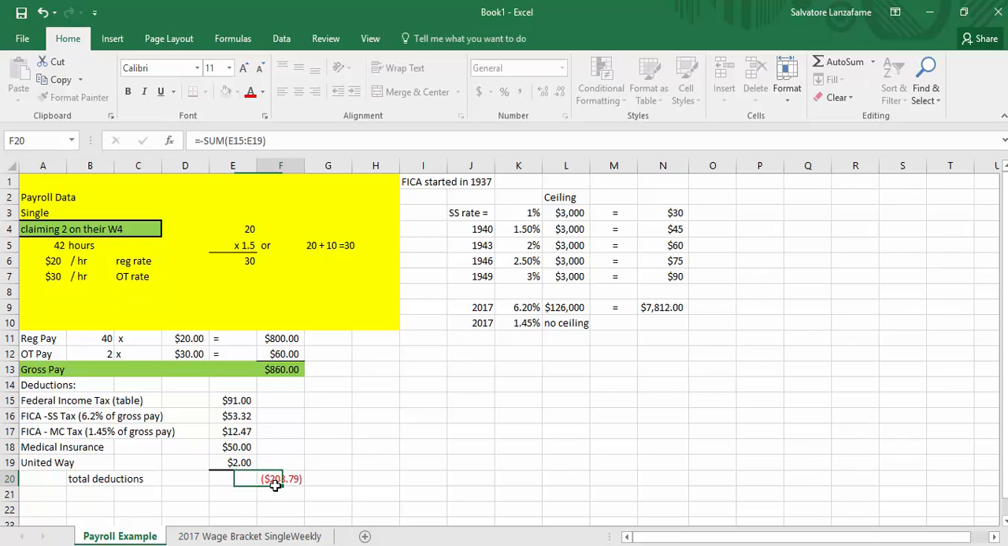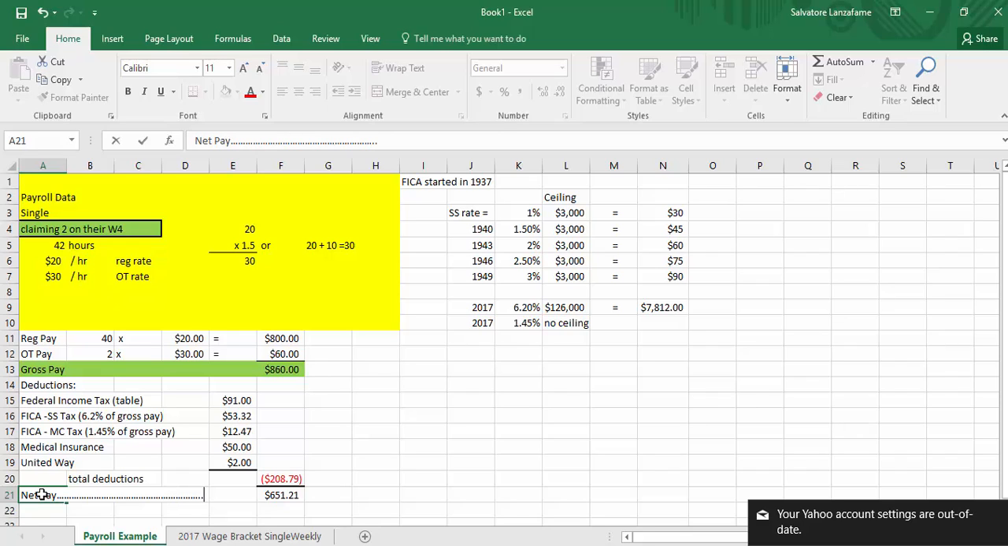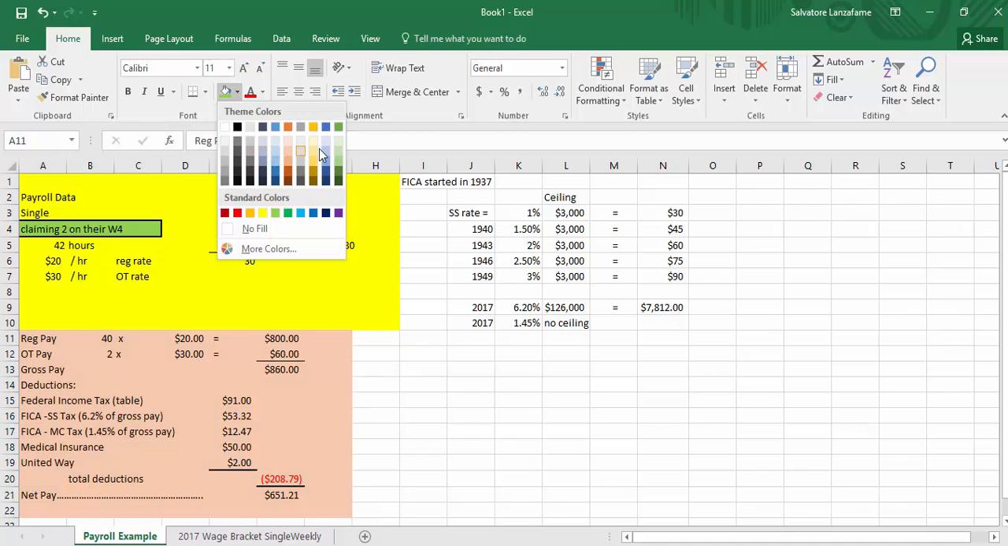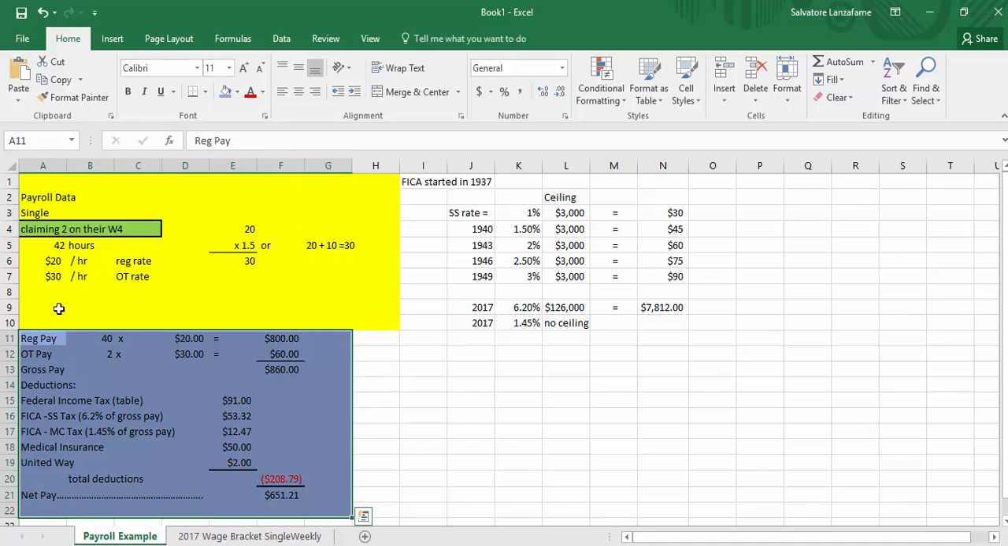And now let's figure out what our employee's net pay is. So if we take $860 and we subtract out that 208.79, this employee ends up with a net pay of $600.21. Okay, so this is very important information because this is going to enable us to do our journal entries.